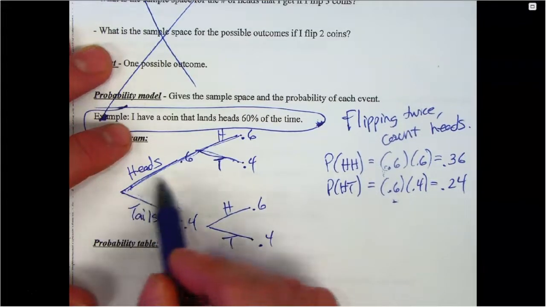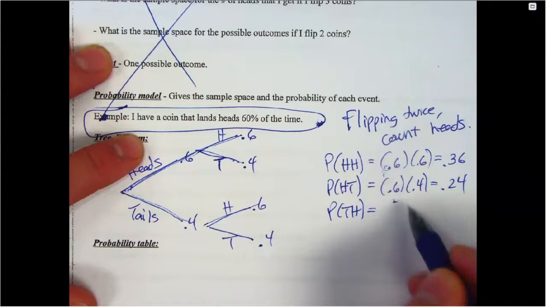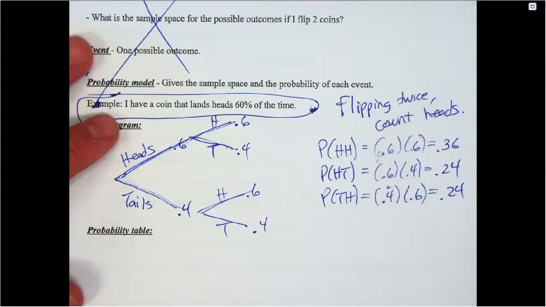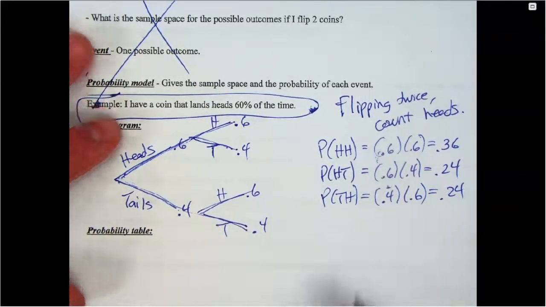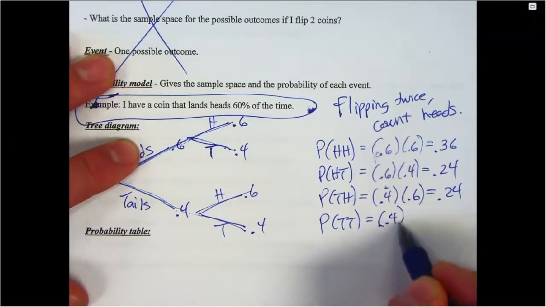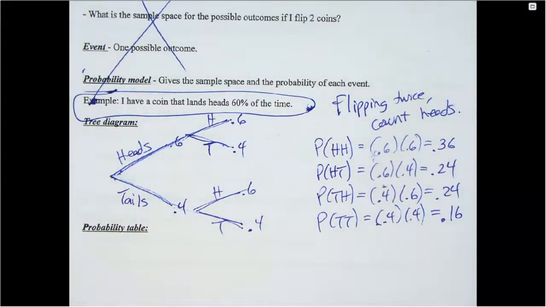Probability of tails, so you just keep going on the line. Tails, heads: 0.4 times 0.6, which is also 0.24. And then tails, tails: 0.4 times 0.4. So what should all of those numbers add up to? Should add up to 1. That's the only possibility, so it should represent 100% of the possibilities.